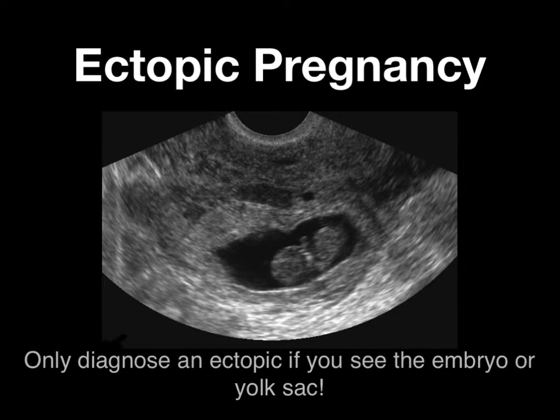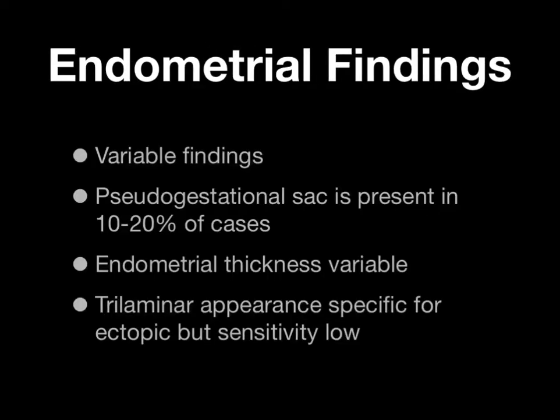The most common type of ectopic pregnancy is going to be a tubal pregnancy that's in the ampullary region of the tube. Since this introductory lecture is going to focus more on intrauterine findings as well as findings of the cul-de-sac, are there any intrauterine findings that could help you in leaning towards a diagnosis of an ectopic? Well, the endometrial findings associated with an ectopic pregnancy are variable.